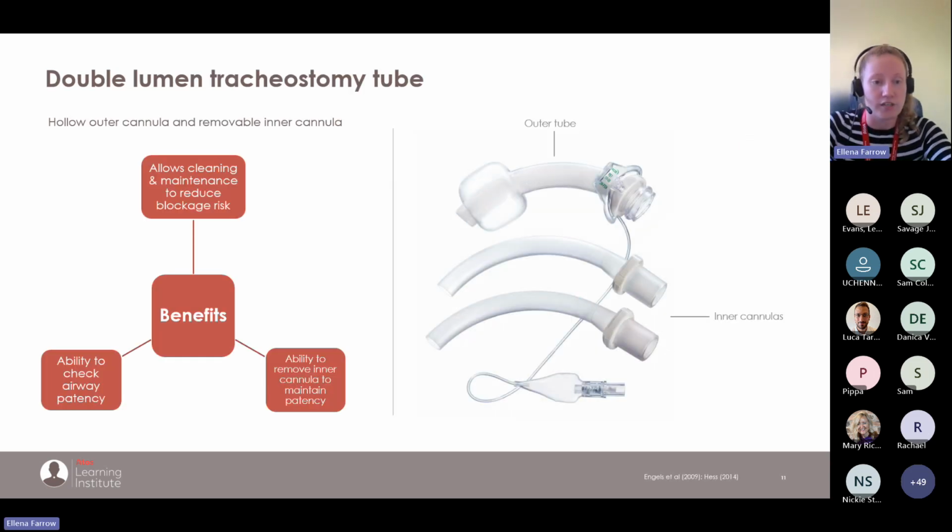So a little look at your double lumen tracheostomy tubes. Double lumen just means that you've got an inner cannula and an outer cannula, with the inner cannula being removable, so you can remove it, clean it, replace it. And these bring benefits, things like being able to clean the inner cannula, so you reduce the risk of secretions building up and occluding the tube. It allows us a route to check the airway patency, as well as maintain the airway patency with removal of the inner cannula in the case of a blockage.